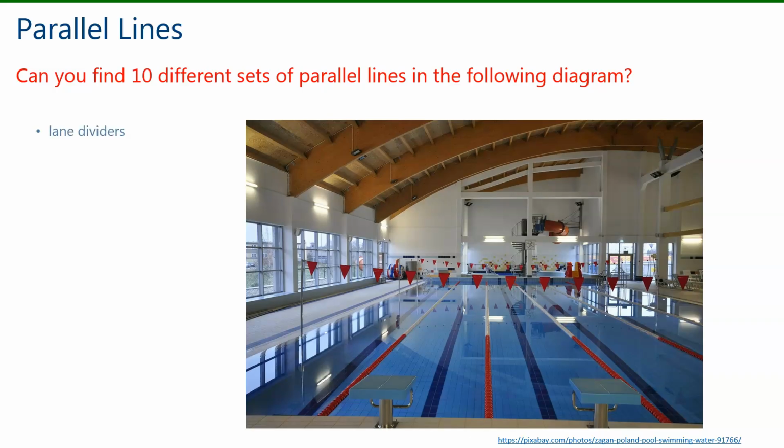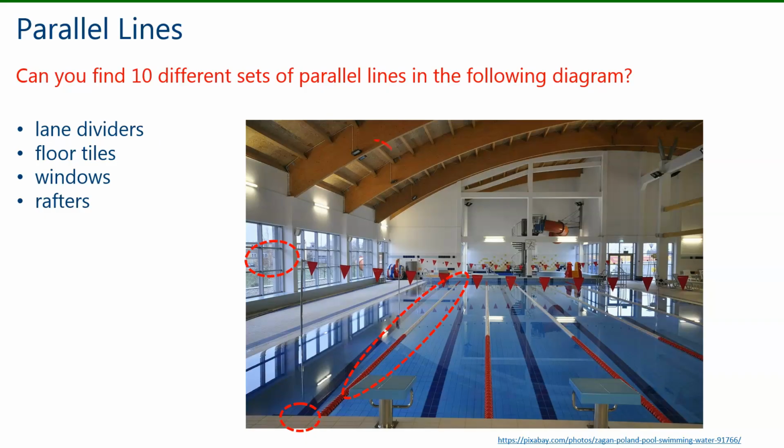One example would be the lane dividers. Right here, the red and white dividers are parallel to each other. The floor tiles right here have parallel lines going in a vertical and a horizontal direction. The windows right here, we can see a couple of different sets of parallel lines there as well. The ones that go up and down and the ones that go across.